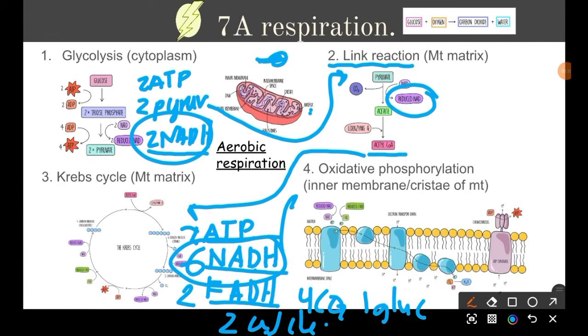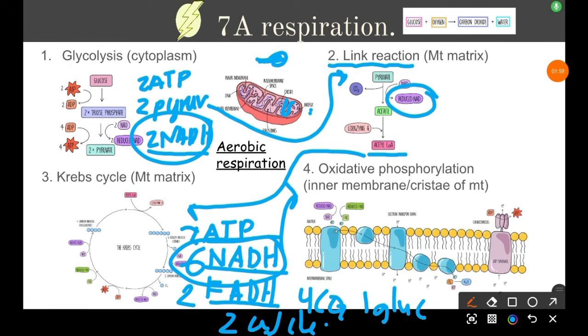for the last step, the oxidative phosphorylation. This is the one that happens in the inner membrane, or the cristae of the mitochondria. That's why we have foldings. We want a larger surface area in order for this to happen. This is the most important step and the one they ask about most.